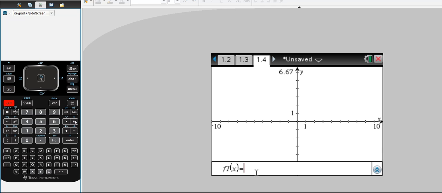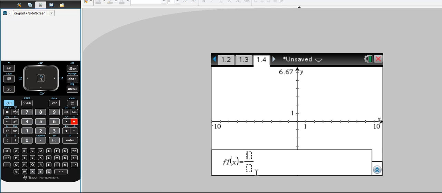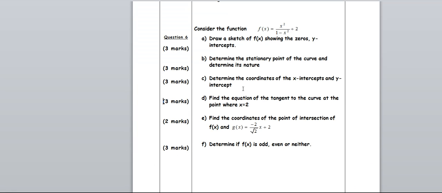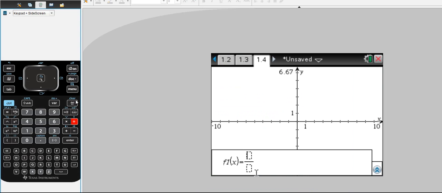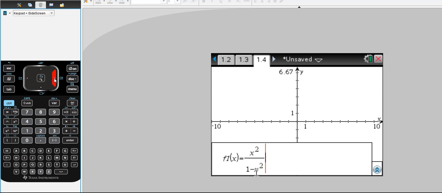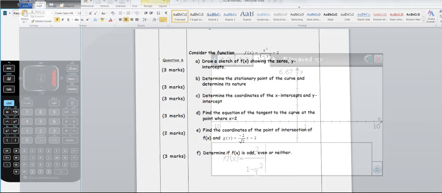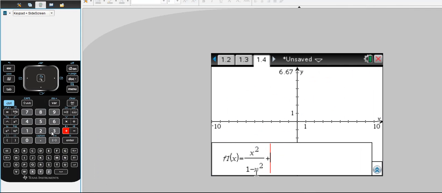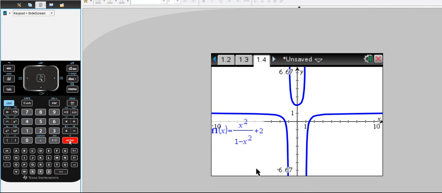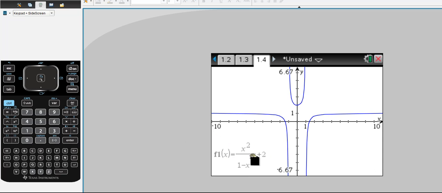So, fraction, x squared over 1 minus x squared. X squared, and down in the denominator 1 minus x squared, and then plus 2 at the end. Move this out of the way.